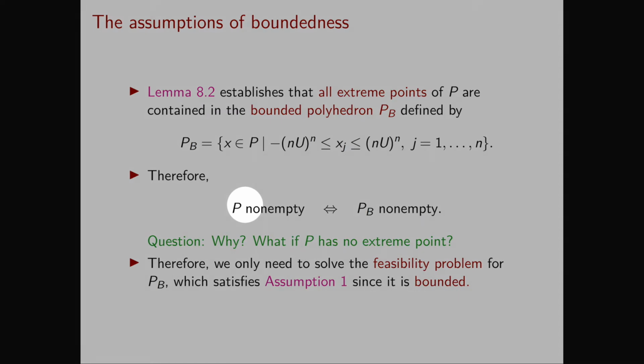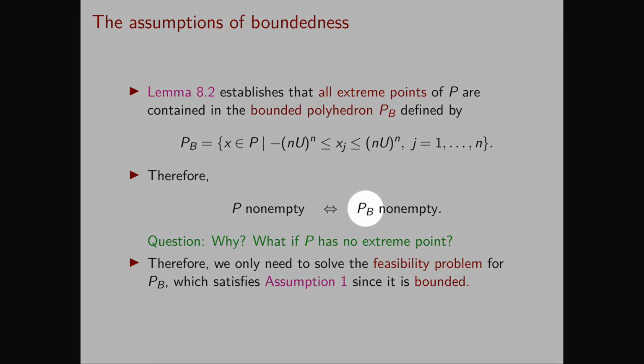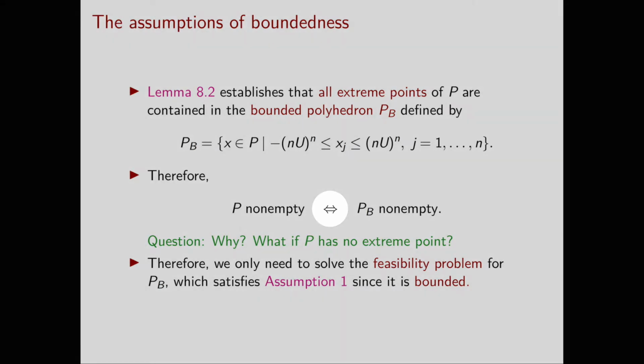Therefore, we have that P is non-empty if and only if PB is non-empty. Now our original problem was to detect if P is non-empty, and now equivalently, we only need to detect if PB is non-empty. But now we're happy because PB satisfies our assumption 1, since PB is bounded. Now let's stop for a minute and discuss a little bit more this if and only if.